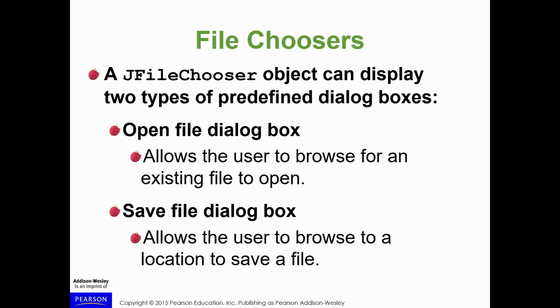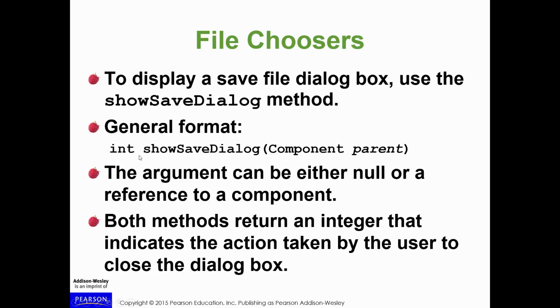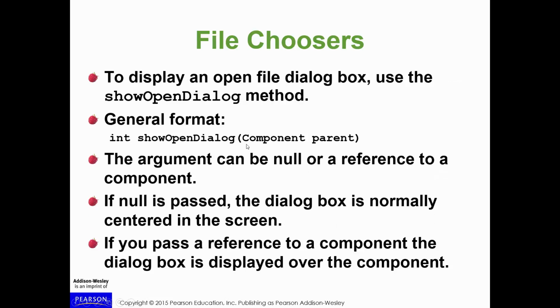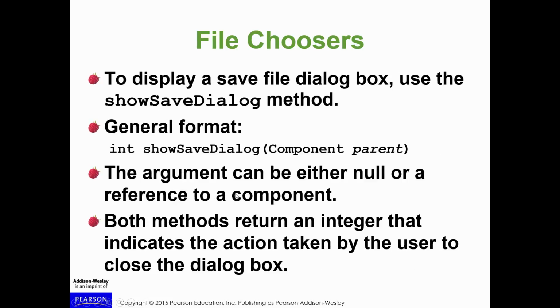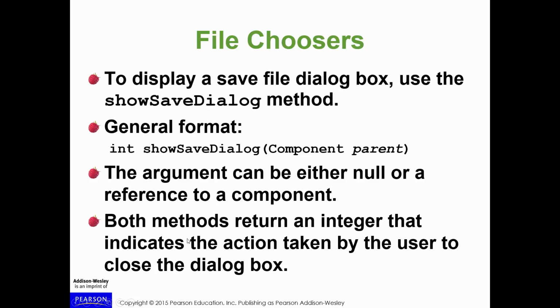The file chooser, as it says, can display either an open file dialog box or a save file dialog box. Those are pretty standard. For the open file, you do the show open dialog. For the save, you do the show save dialog. You'll notice that they're set up the same. The argument can be null or a reference to a component in both cases. If null is passed, the dialog box is centered on the screen. If you pass a reference, it's displayed over the component.